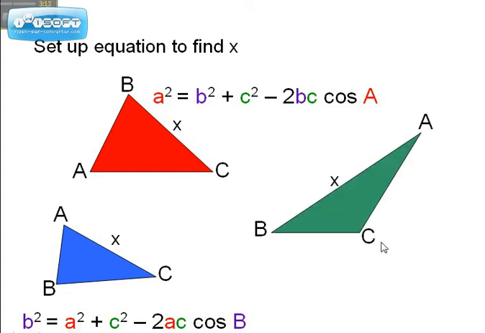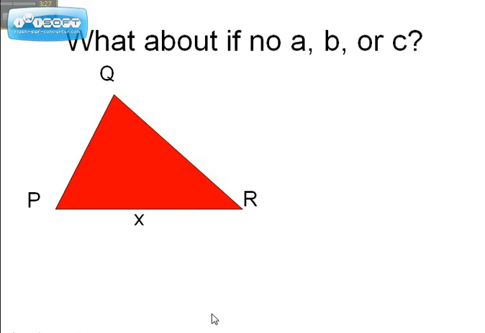For this one, different type of triangle, we're trying to find C squared, so we're going to add the other two, take away two lots of the other two, cos of the angle opposite the side we're trying to find. But this is the really important bit.